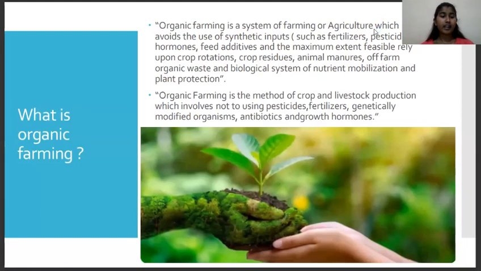First, let us see the actual definition of organic farming. Organic farming is a system of farming or agriculture which avoids the use of synthetic inputs, such as fertilizers, pesticides, hormones, and feed additives, to the maximum extent feasible, relying upon crop rotations, crop residues, animal manures, off-farm organic waste, and the biological system of nutrient mobilization and plant protection. Organic farming is a method of crop and livestock production which involves not using pesticides, fertilizers, genetically modified organisms, antibiotics, and growth hormones.